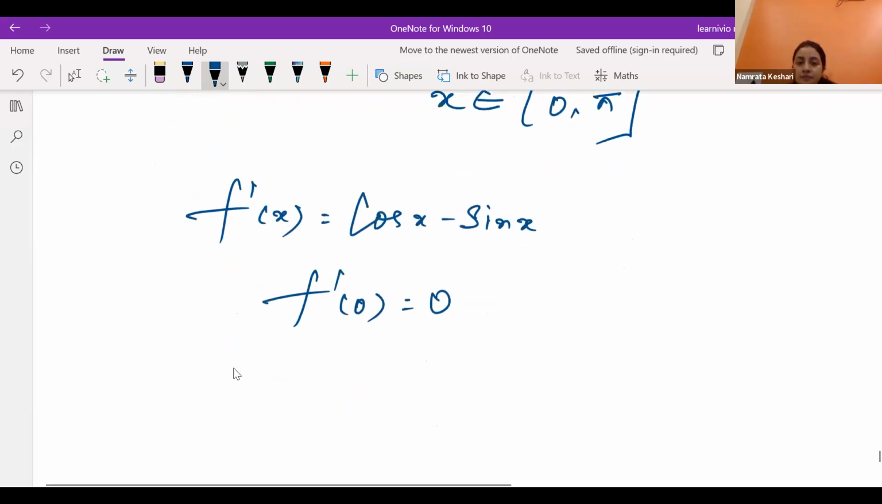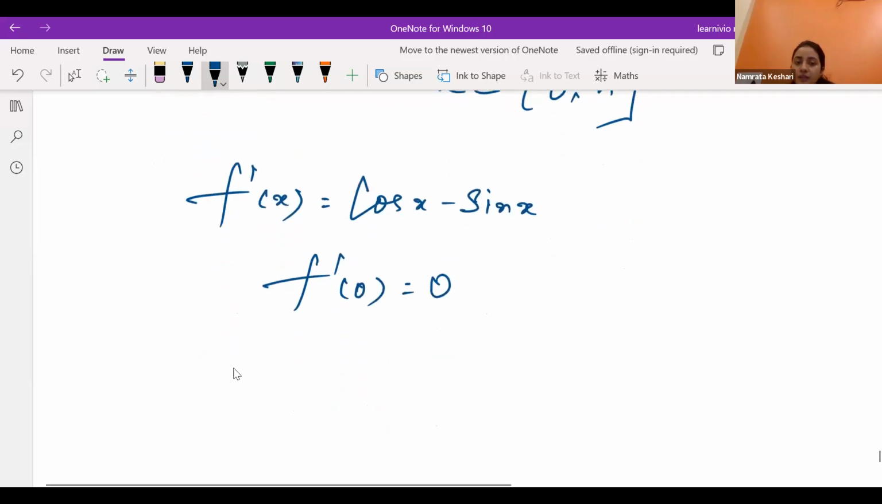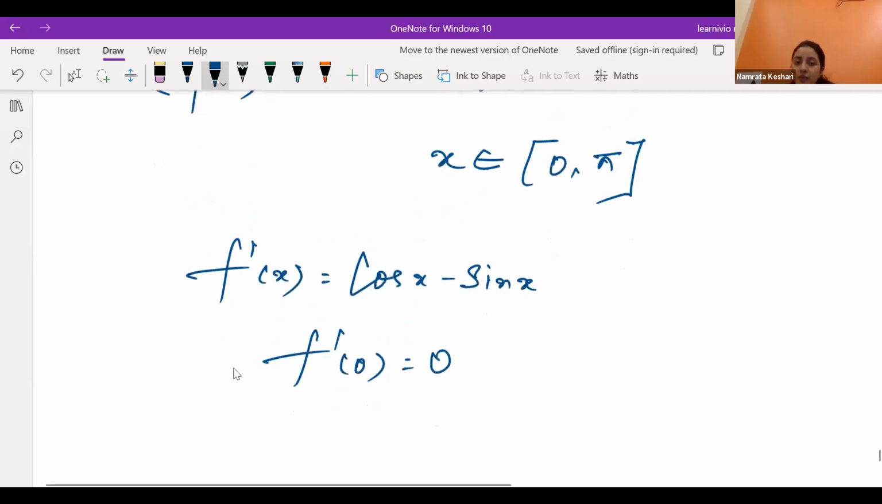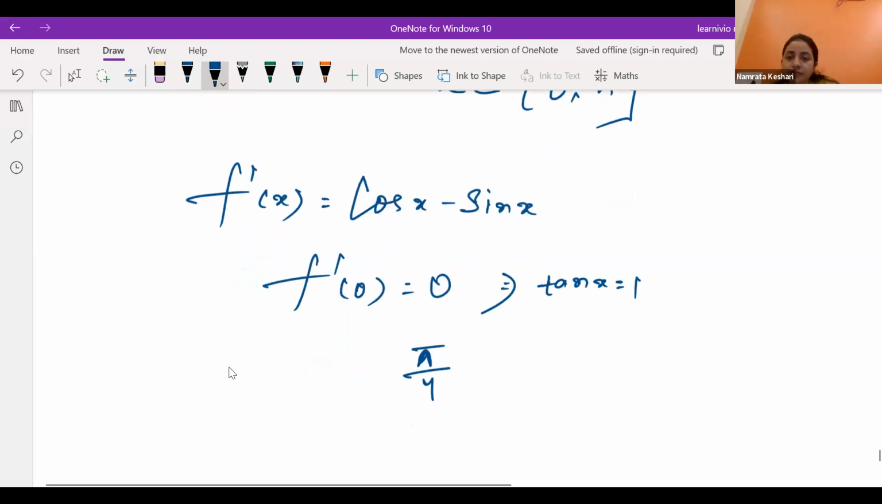sin x by cos x, tan x. So which angle are you getting in between 0 to pi? Pi by 4. Any other angle? Because from 0 to 180 degrees we have to think about it. Any other angle? Only pi by 4?